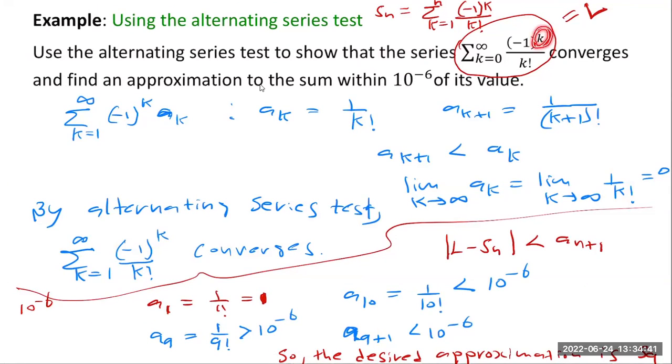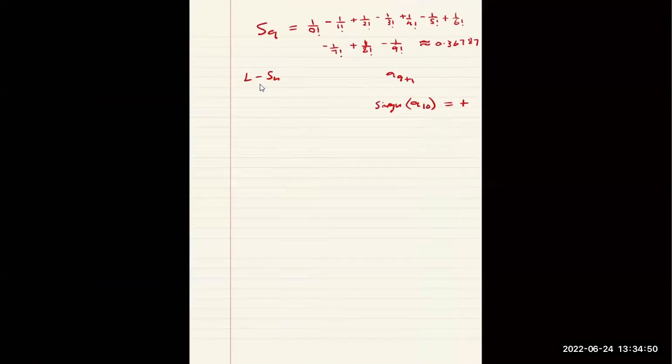The sign of A10 is plus, clearly, because if you plug in 10 in this series to get the 10th term, minus 1 to the power 10 is plus 1. So that means it's a positive term. That means the sign of this difference is also positive, and that tells you that L is bigger than your partial sum. That means L is a little bigger than this number that you found over here. This is S9 actually, not Sn, S9.